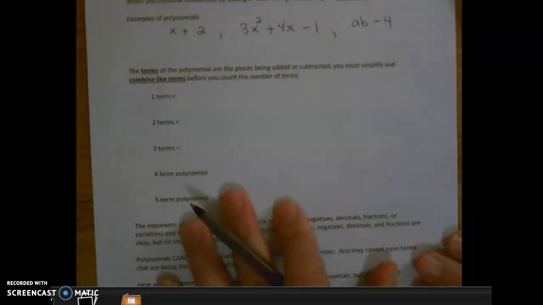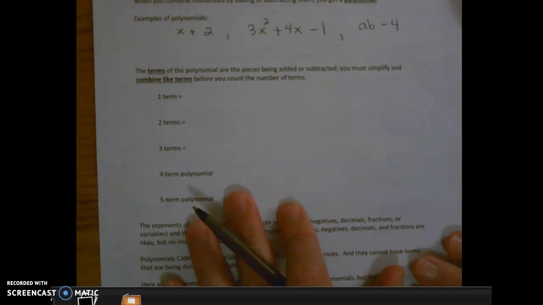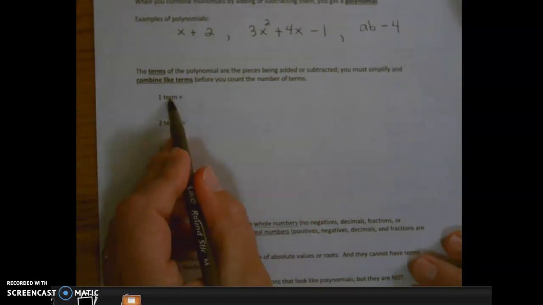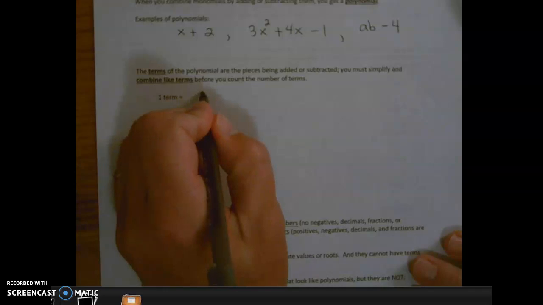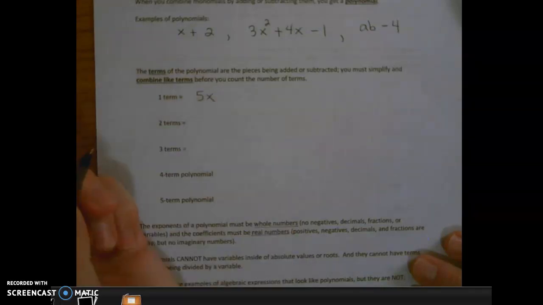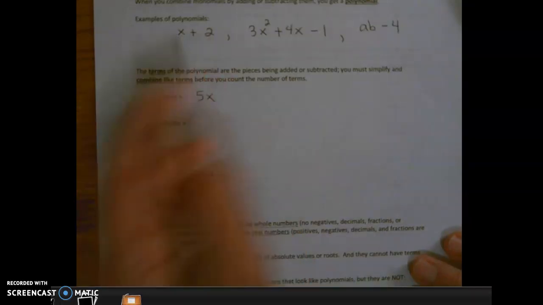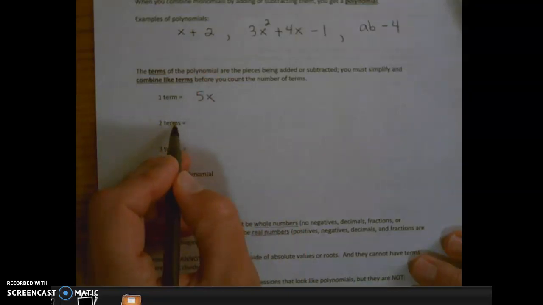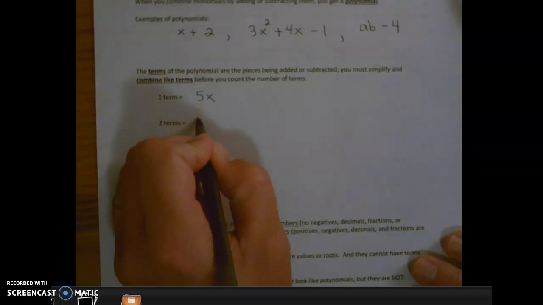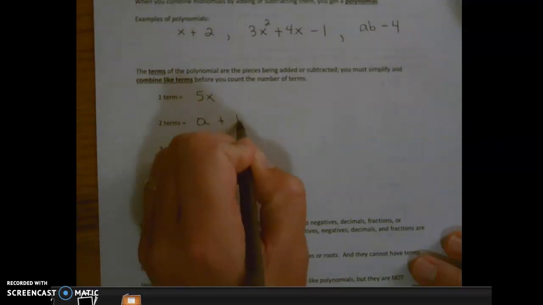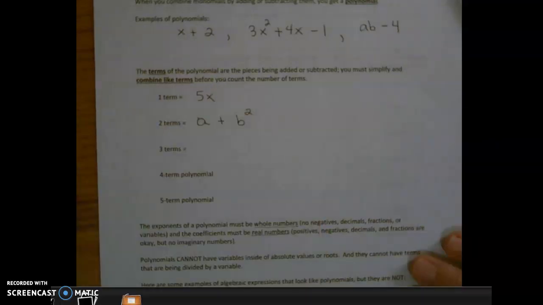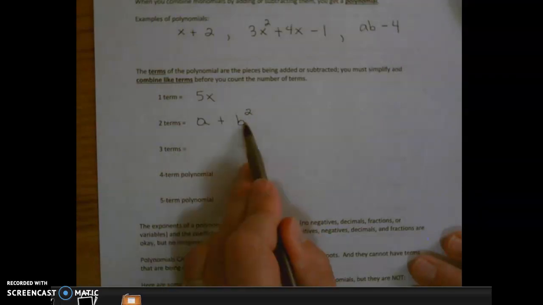Okay, so let's go ahead and look at some examples here. One term, again, one term would be a monomial. For example, 5x. That would be a monomial, one term. So if we had two terms, that would be like this example right here. And this is called a binomial. So for example, I'll just give a different one, let's do a plus b squared. That would be two terms or a binomial.